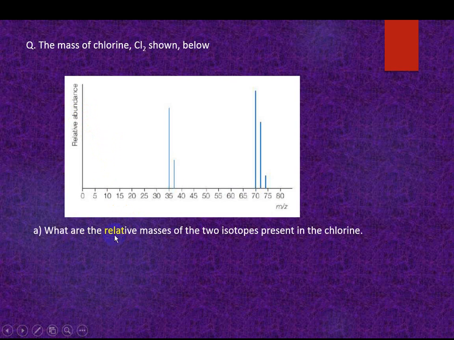Question A is, what are the relative masses of the two isotopes present in the chlorine atom? Here are two isotopes of chlorine atoms. The question is, what are the relative masses of the two isotopes? Look, chlorine has two isotopes. Do you know the relative masses of the two chlorine isotopes? How do you know how many isotopes chlorine has?